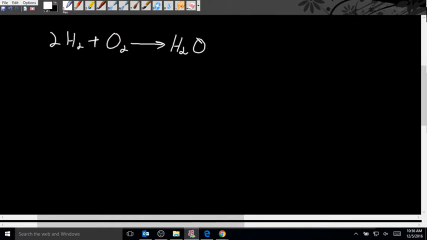All right, so 2 of these are gases. The H2 and the O2 are gases. And if I wanted to rewrite this a little bit, I could write it as this. The parentheses G just tells me that it's a gas. So I'm able to apply those gas conversions to it.